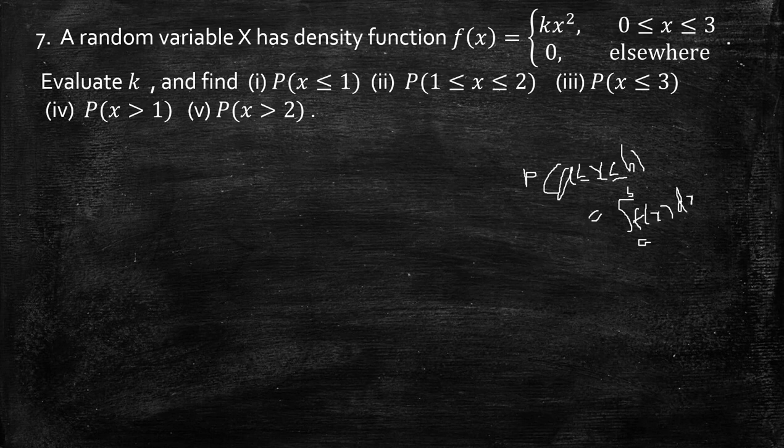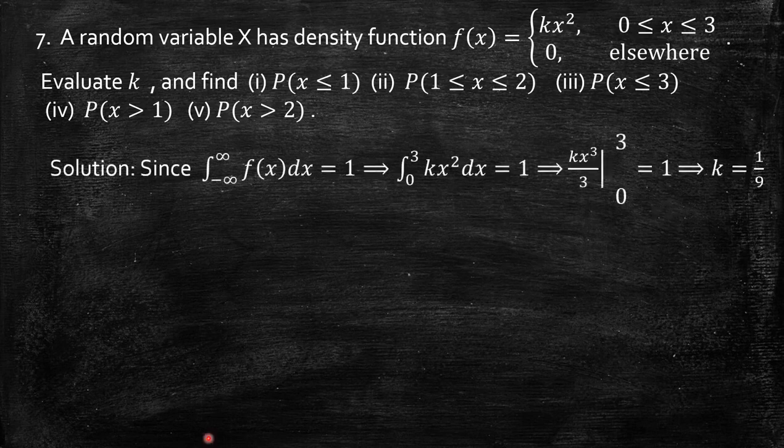As all of you know now, the condition for a probability density function is nothing but the second condition I can use, that is the integral of f of x between minus infinity to infinity must be equal to 1. So we can go for it. Since the integral of f of x dx between minus infinity to infinity is 1.